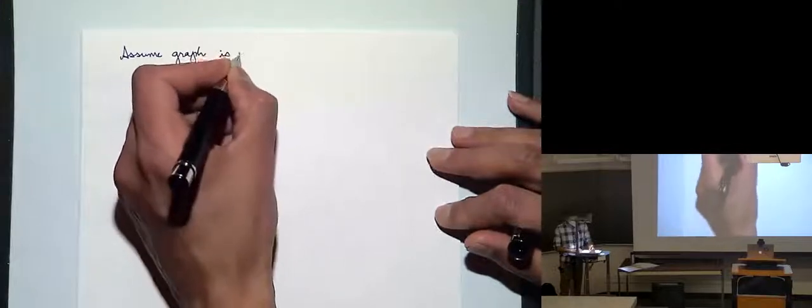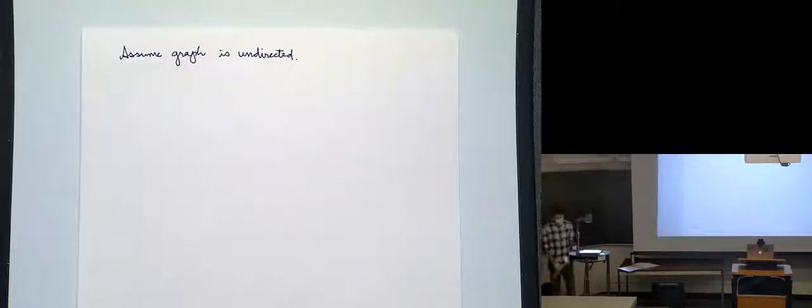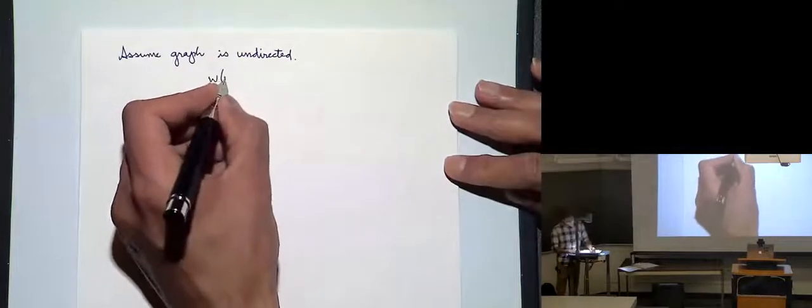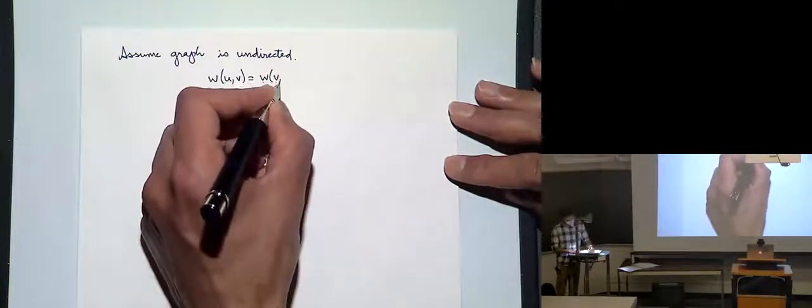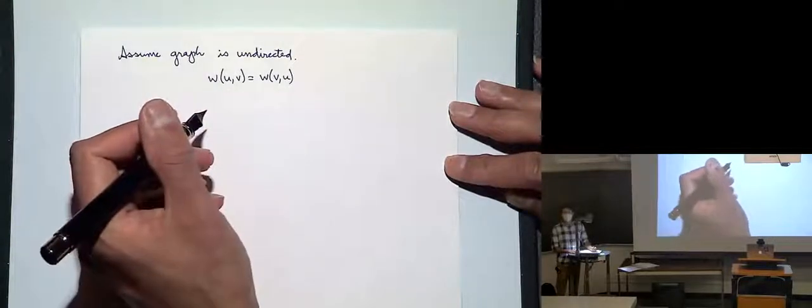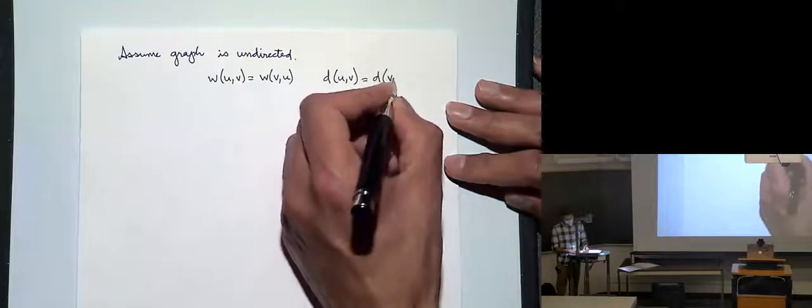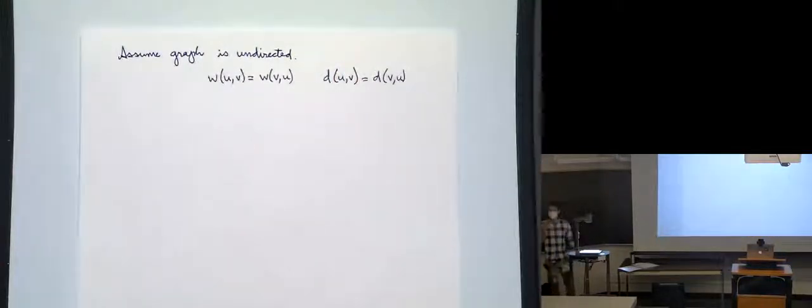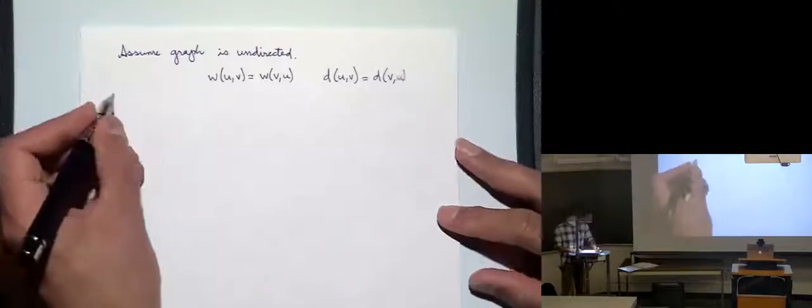Okay, for the sake of discussion, let's assume the graph is undirected. We don't necessarily need this, but it will make a lot of our discussions easier. So what this means is w_uv is equal to w_vu, symmetric, and also it means that the distance from u to v is equal to the distance from v to u, because any path from u to v is a path from v to u and vice versa. Okay? Let's go back and look at the basic recurrence.